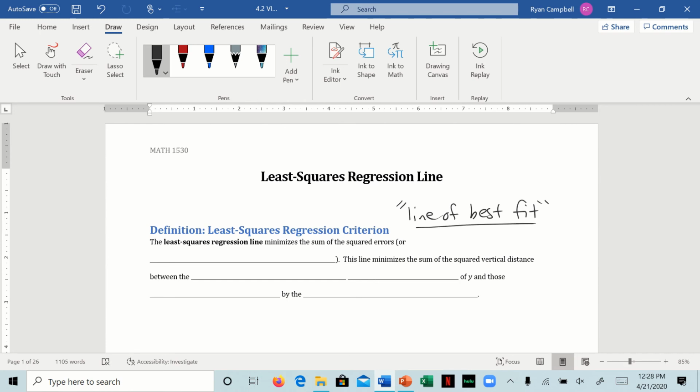That's all this is. This is going to get a little more wordy than we really need to worry about for this class, but for future stuff, in case anybody is curious, what this does is minimize the sum of the squared errors, also known as the residuals. So this line minimizes the sum of the squared vertical distance between the observed values of y and those predicted by the line. And the line is y with a hat over it, which, like p hat before, is just called y hat.